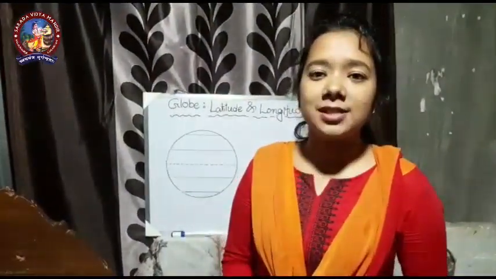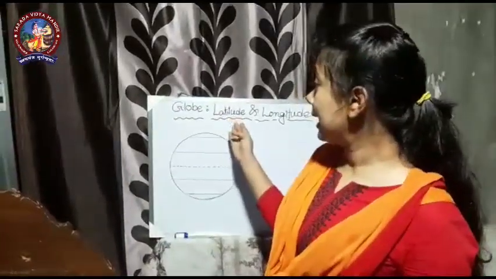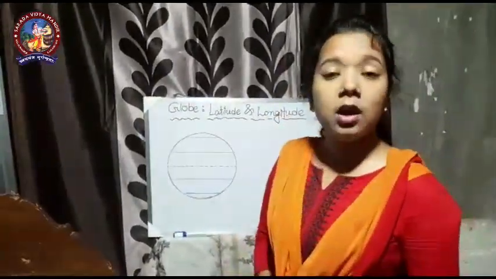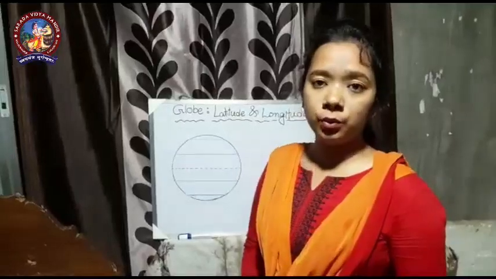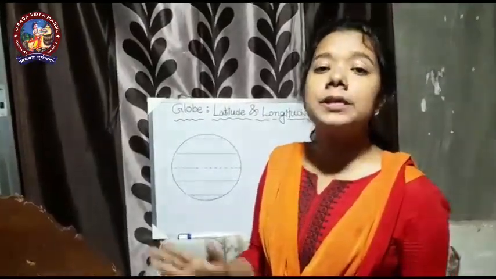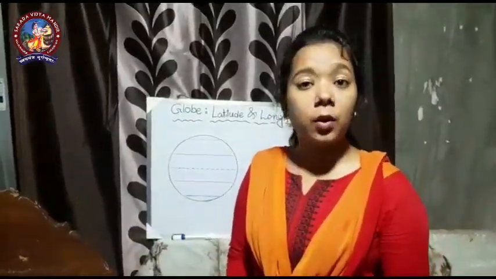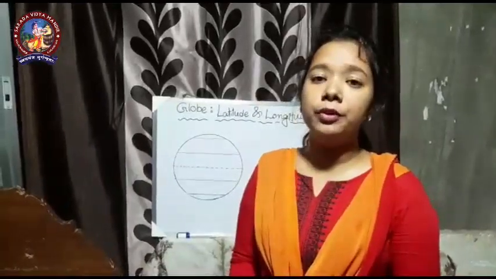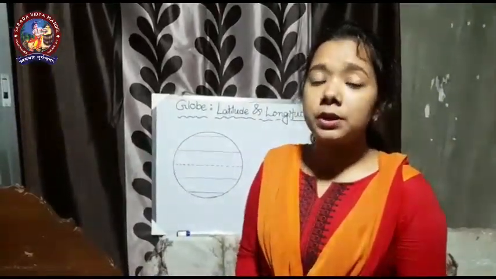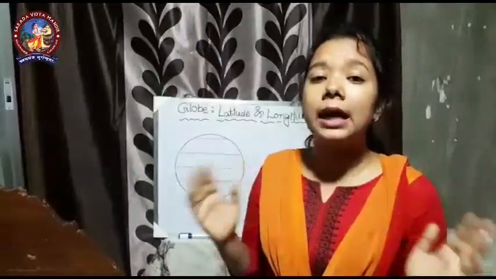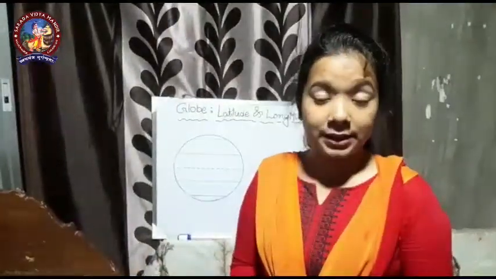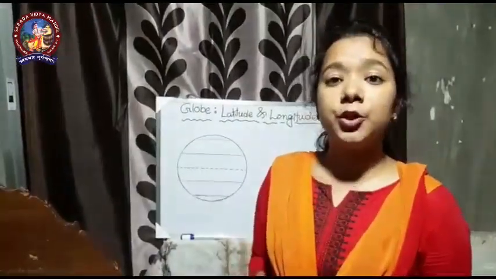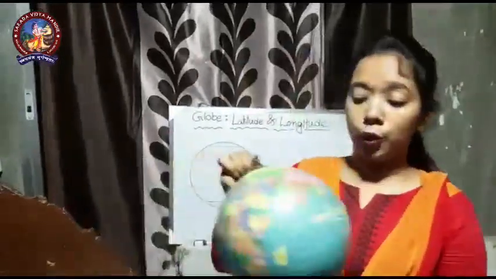Today we are going to discuss the topic that is globe, latitude and longitude. First of all, we need to know what is globe. Globe is nothing but the miniature or replica form of Earth. It's not possible for us to see the entire Earth at a time, right? For that, we are using the globe.